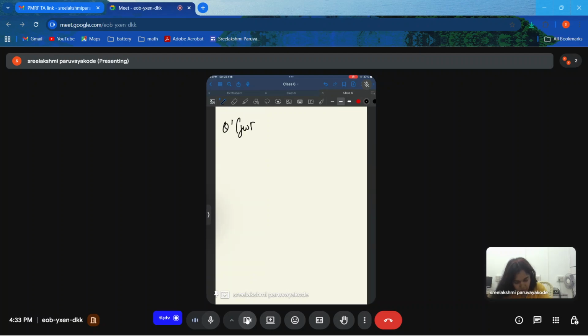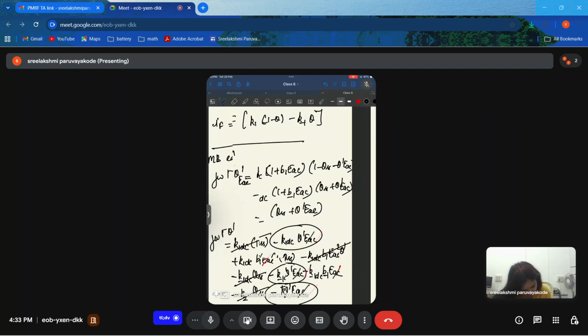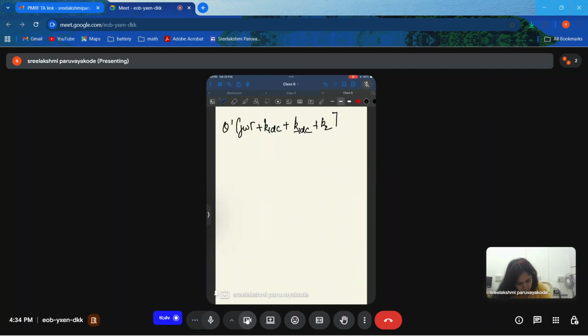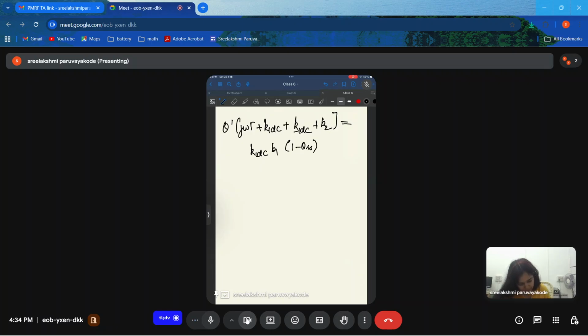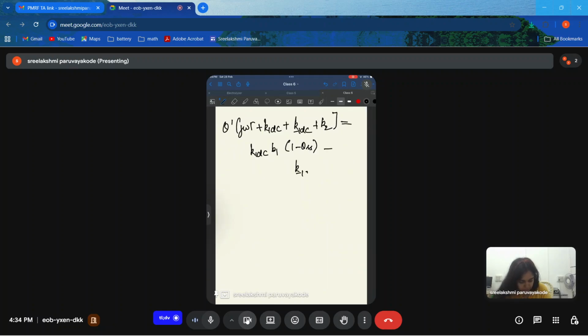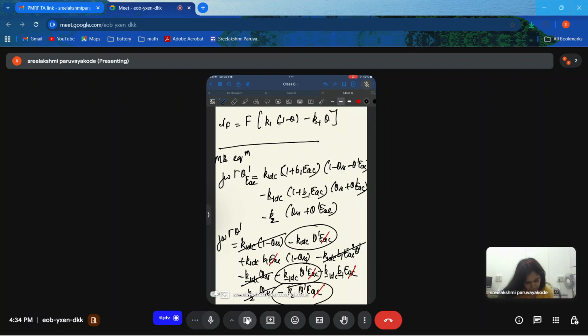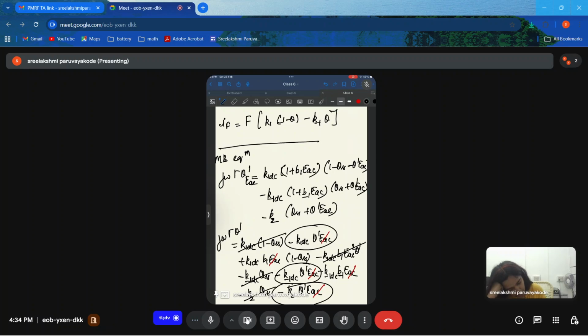Theta dash J omega gamma plus K1 DC plus K minus 1 DC plus K2 equal to this one: K1 DC B1 (1 minus theta SS) minus K minus 1 DC B minus 1 theta SS.